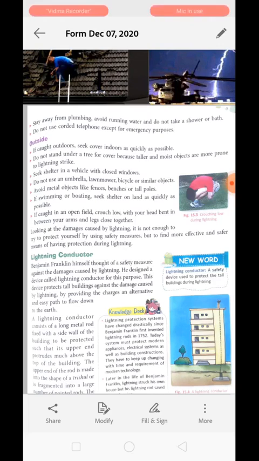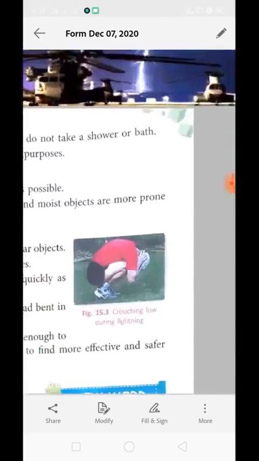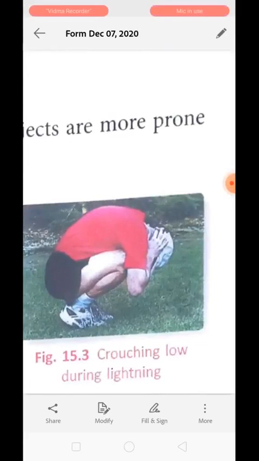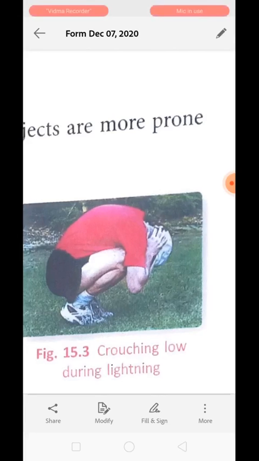Next, if caught in an open field, crouch low with your head like this. This is the proper sitting position which gives you a low surface area and low height as well. In this way you can crouch with your head bent in between your arms and legs close together. This way you can help yourself. Understood?